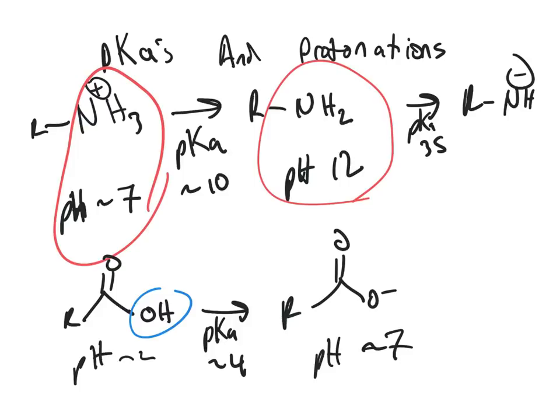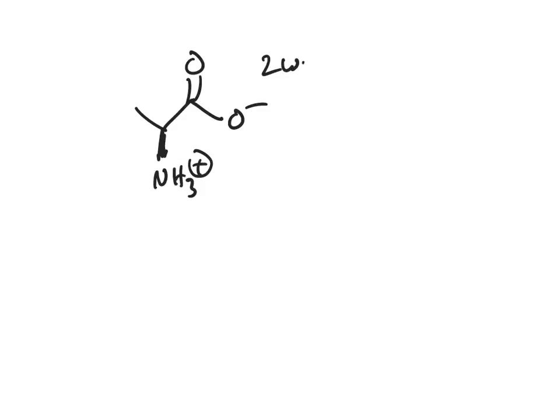Okay, so how does this affect a full amino acid? So let's pull up just alanine. So we often draw amino acids like this here. So this is what we call the zwitterion, which I'm going to attempt to spell.